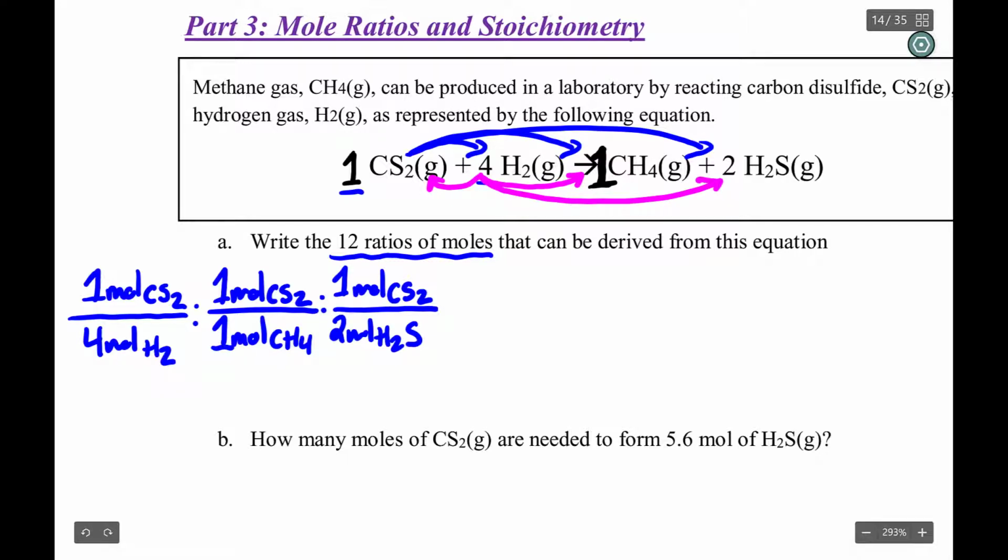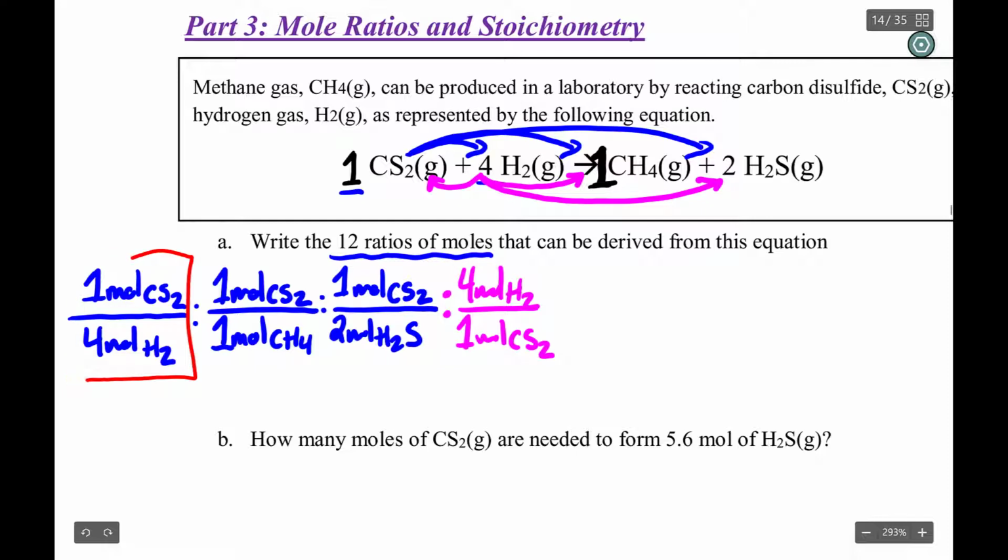Now, if you're thinking, well, I've already compared CS2 to H2, it's the exact same thing. Let's write down what the ratio looks like. The ratio would be, I need 4 moles of H2 to react with 1 mole of CS2. Now, 4 over 1 is not the same as 1 over 4. That's a quarter. This is 4. If you think about that in terms of money, what would you rather have, a quarter or $4? There's a massive difference. That comparison is different. One is 4 over 1 and one is 1 over 4.